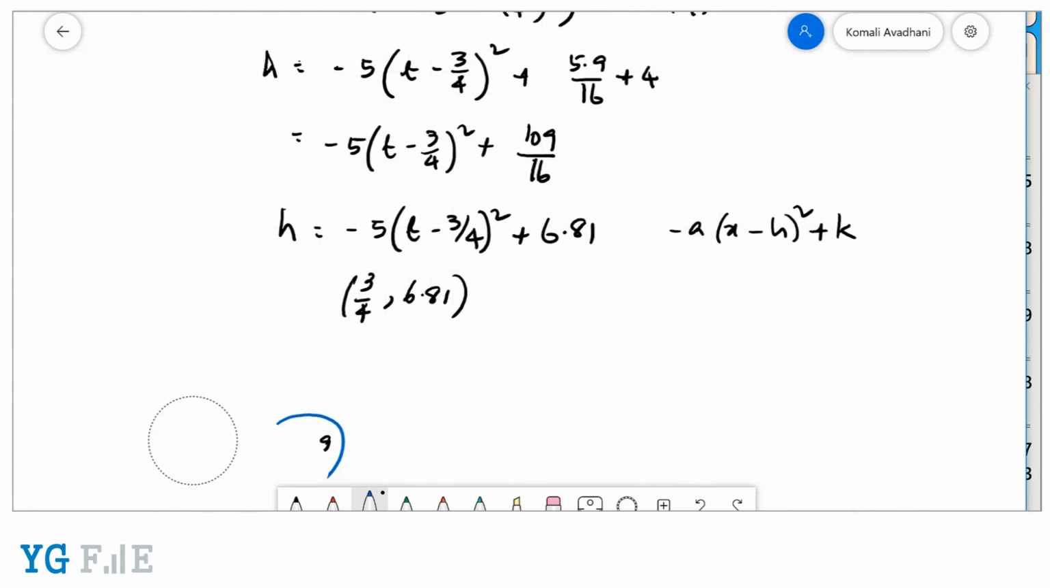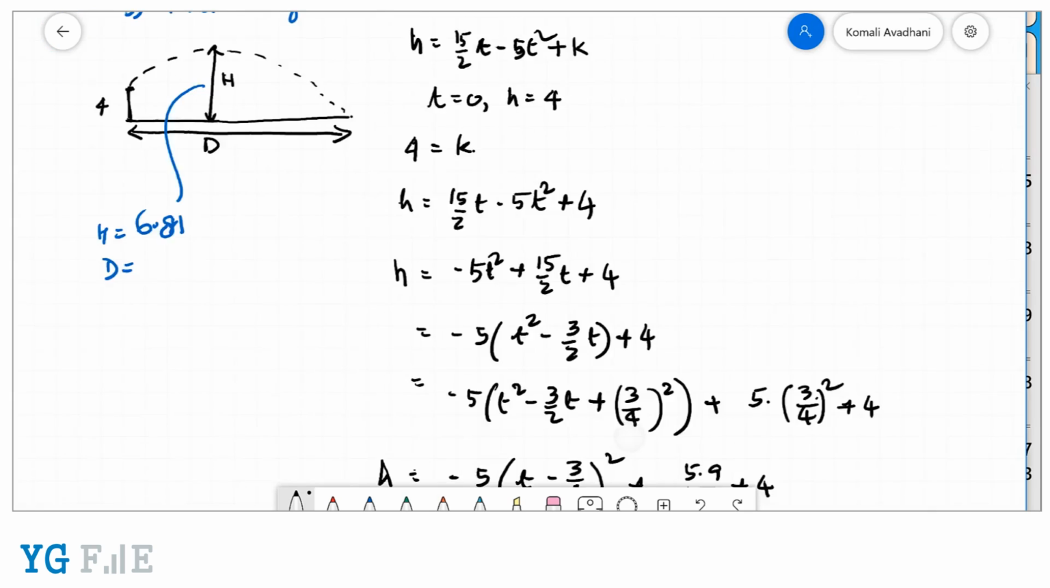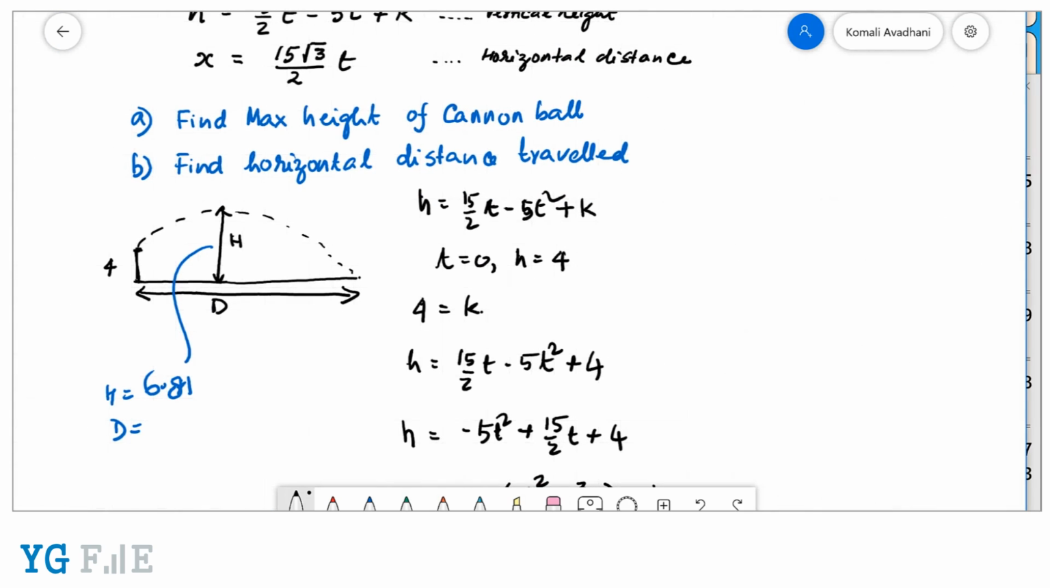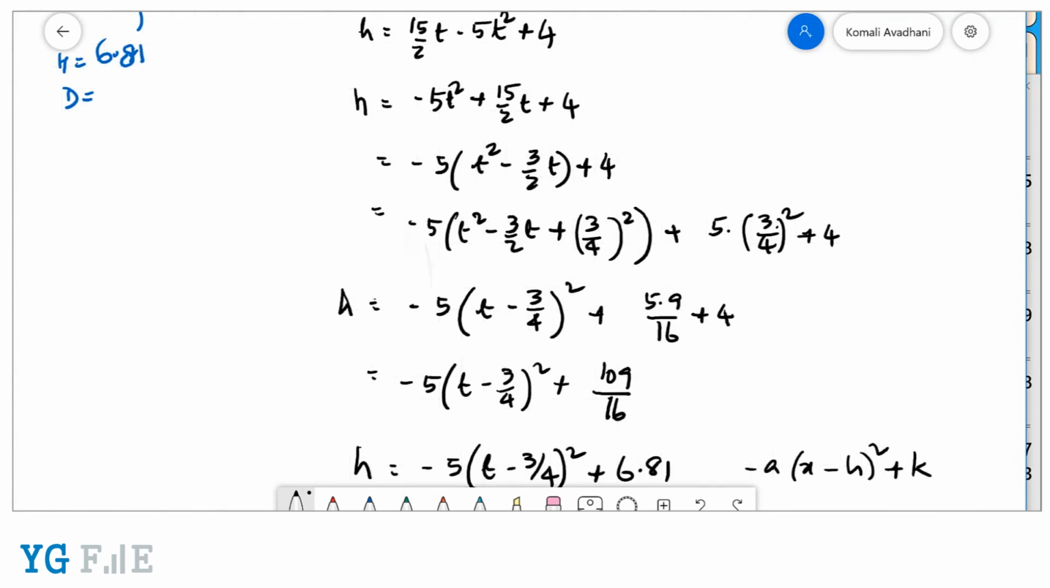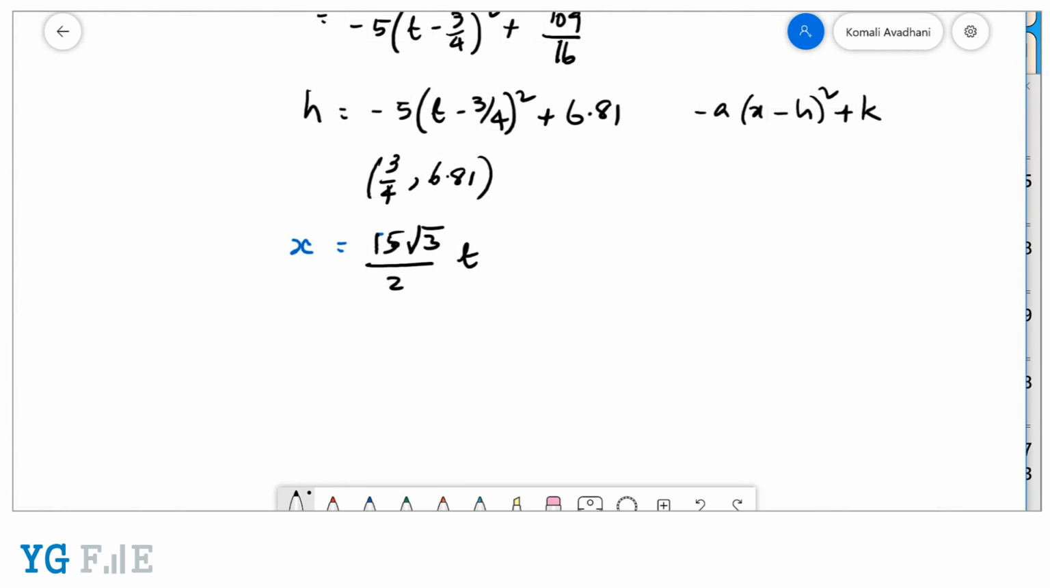So what we see in the second equation is x is 15 root 3 by 2 times t. So we have a t unknown, that means we have to find t. So remember that in this parabola, when the height is 0, it touches the ground. Therefore we can find t by setting h in the first equation equal to 0. So we set h equal to 0 to find the t value.